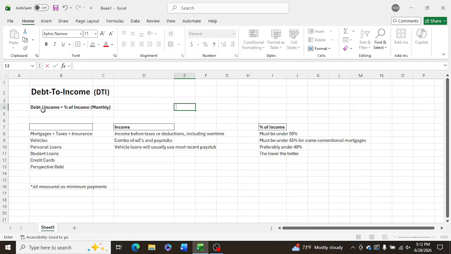You literally just take your monthly debt payments, divide it by your monthly income, and get a percentage that tells you how much of your monthly income is going towards debt payments.